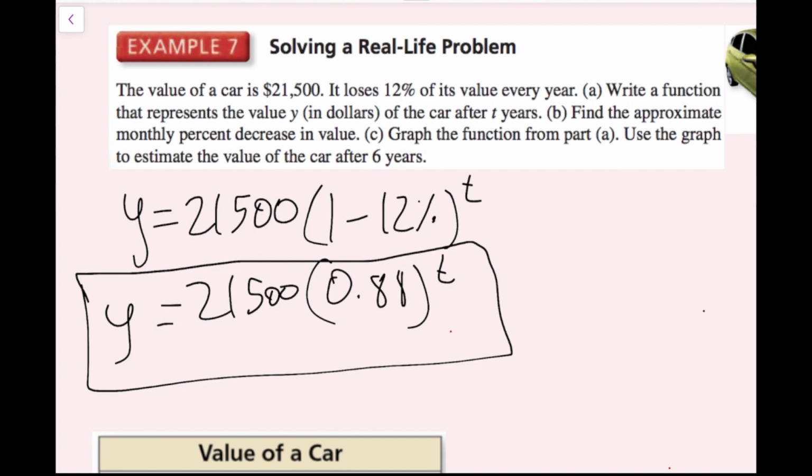Part B is asking us to approximate the monthly percent decrease in value. Okay, this is a little bit tricky. We need to use a bit of clever math in order to figure this out. So I'm going to take this function and rewrite it over here.